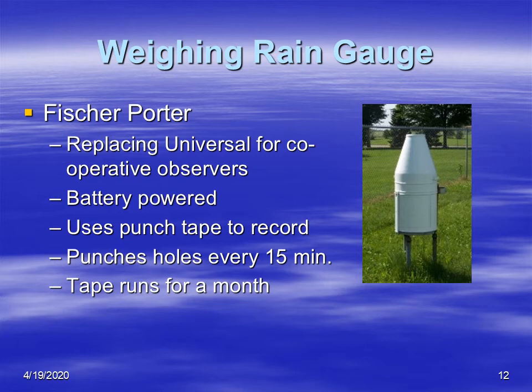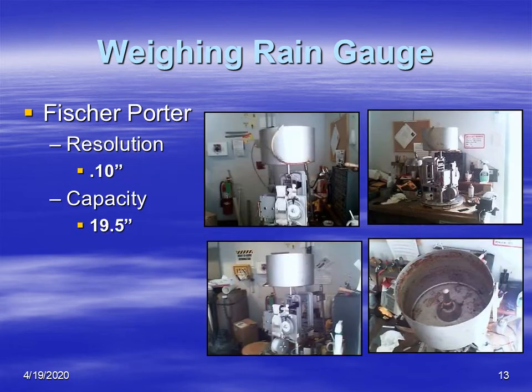The recorder punches a hole every 15 minutes whenever there is a certain amount of precipitation, and that can be decoded when the information is sent off to the National Weather Service. And this tape runs for a month, so you don't really need to go out there every day or anytime there's a precipitation event. You just go out there and swap out the punch tape every month. And this is what one looks like. You can see the clock with the punch tape right there.